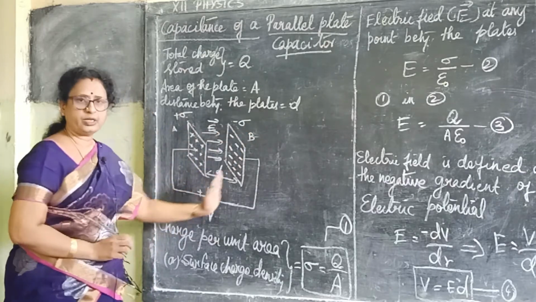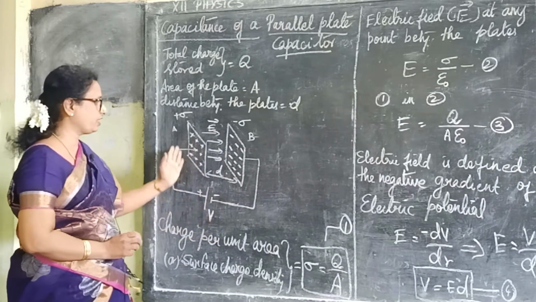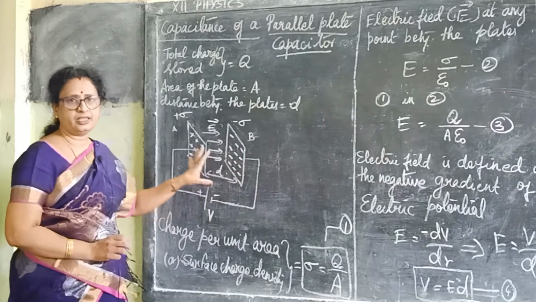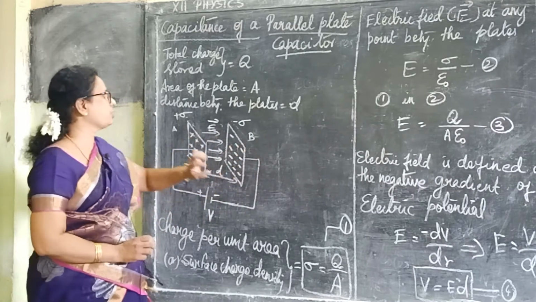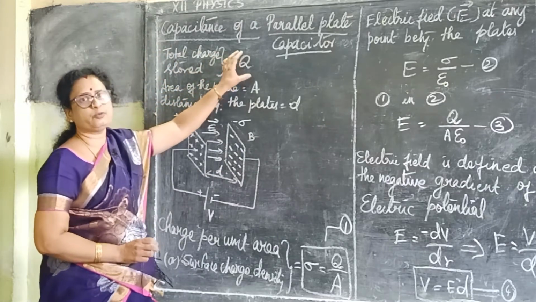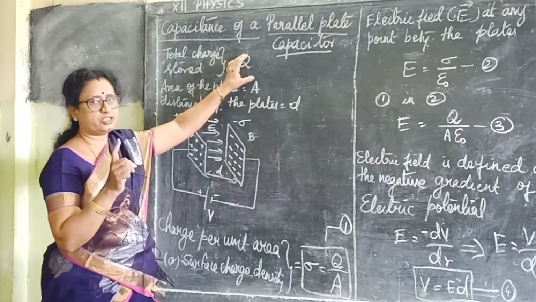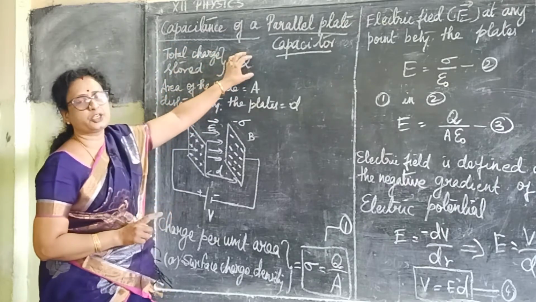and it is connected to an external battery. Once we connect the external battery, we all know electrons will get transferred from one plate to the other plate. A will acquire positive charge and B will acquire negative charge. So, the total charge that is stored in the capacitor, I have already told you, we have to mention only the charge that is stored in any one of the plates. So, total charge stored is Q.